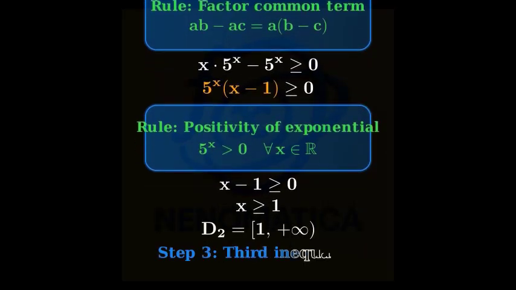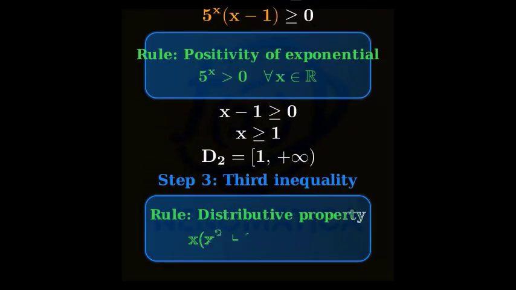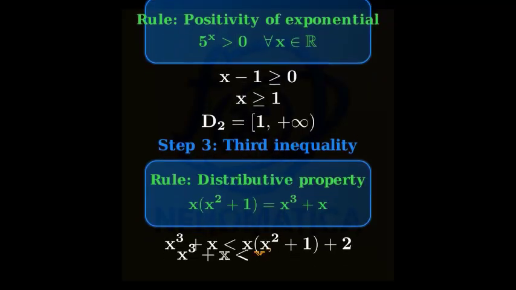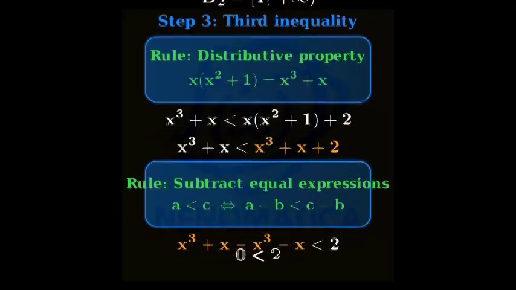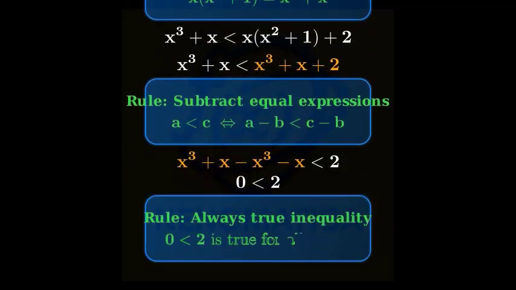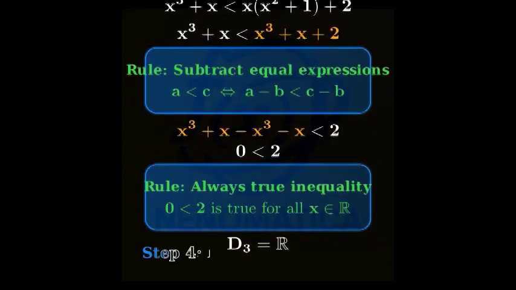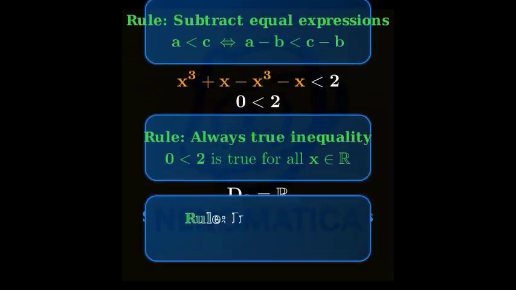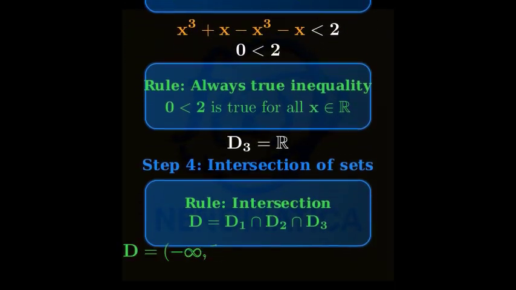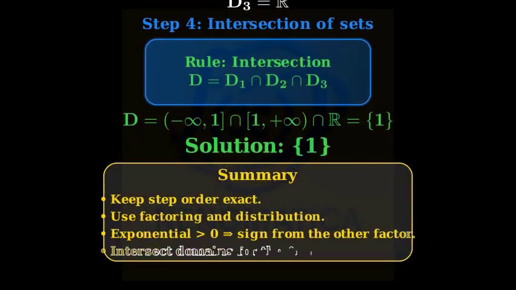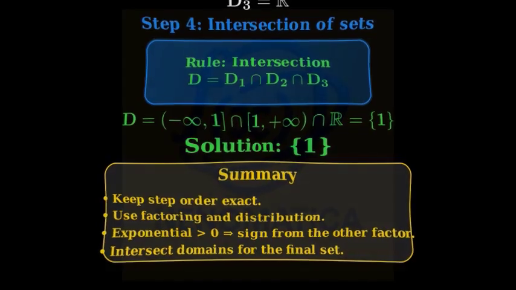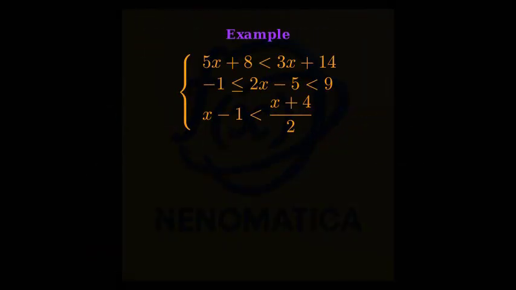Step 3. Expand the right-hand side. Cancel equal terms on both sides. Recognize the tautology 0 less than 2, and obtain the full real line. Finally, intersect all three sets to get the solution set. Summary. We expanded, collected terms, respected inequality rules, used exponential positivity, and intersected sets to get the single solution x equals 1.